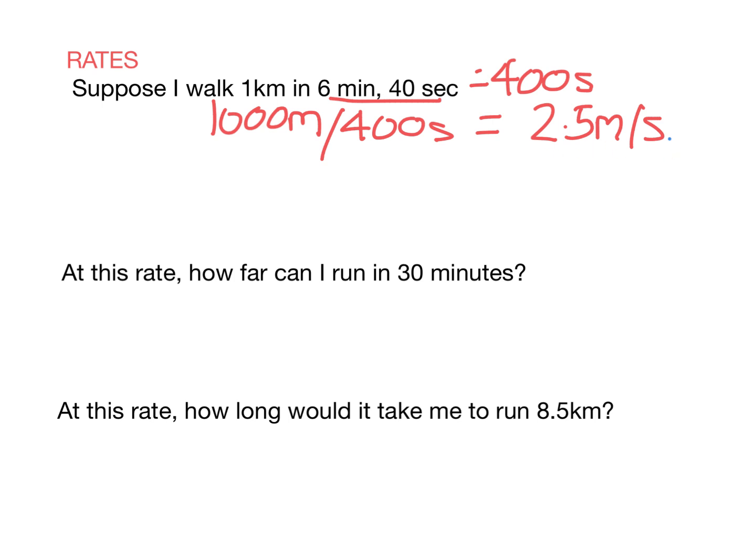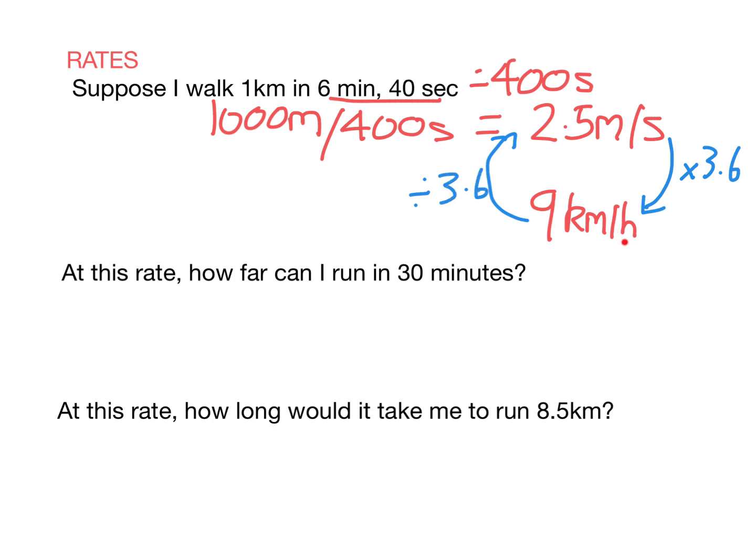Now to convert meters per second to kilometers per hour, you times by 3.6. So 2.5 times 3.6 is actually 9. So my speed is 2.5 meters per second, which is 9 kilometers per hour. Obviously, if you want to go kilometers per hour to meters per second, you would divide by 3.6. So this is saying that if I kept up this pace for an hour, on average, I would go 9 kilometers for every hour.